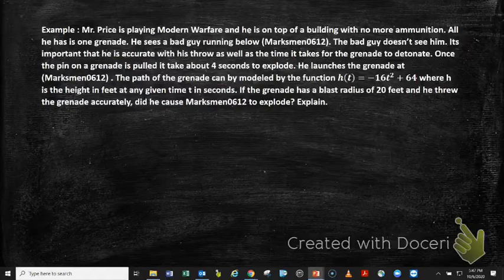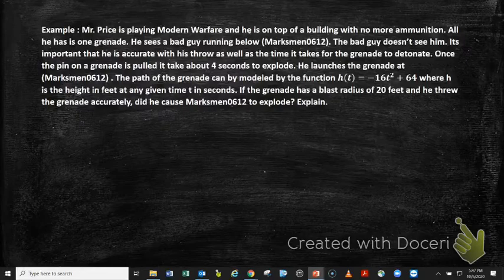This bad guy doesn't see him, so I'm standing on top, and it's important that when I throw this grenade, my throw is accurate, and that the time it takes for the grenade to detonate is also accurate. Here's a bit of information that may be useful: once the pin on a grenade is pulled, it takes about 4 seconds to explode. If I throw the grenade, I want to figure out how long it takes for it to hit the ground so I can see if I'm going to hit this guy. It's also important to know that a grenade has a blast radius of about 20 feet.